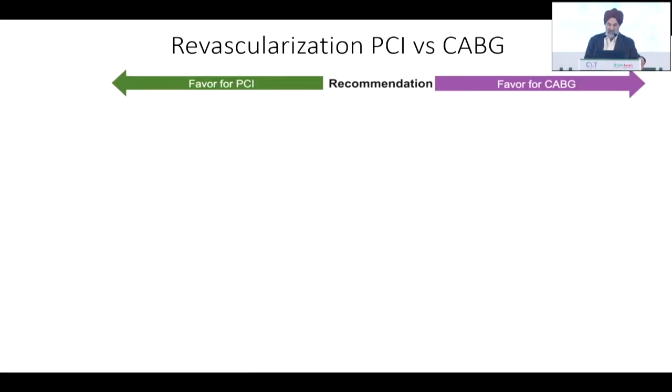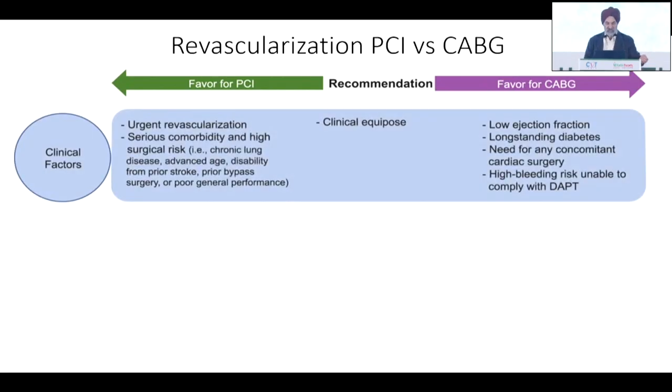Now, if you have to choose the options of revascularization, you have following parameters to look at, certain clinical parameters. So he definitely needed urgent revascularization. So that went in favor of PCI because you can do it fast. But he definitely had some serious comorbidities which required attention, advanced age, and he had some poor general performance. Well, factors going in favor of CABG was low ejection fraction, and he had high bleeding risk.